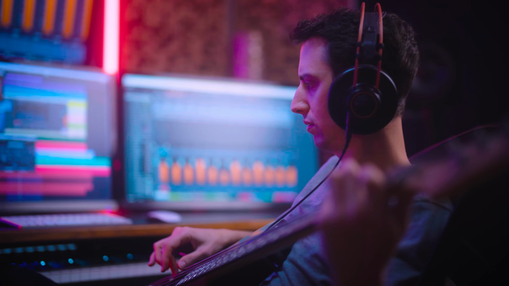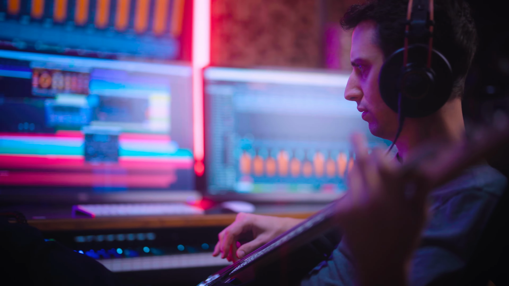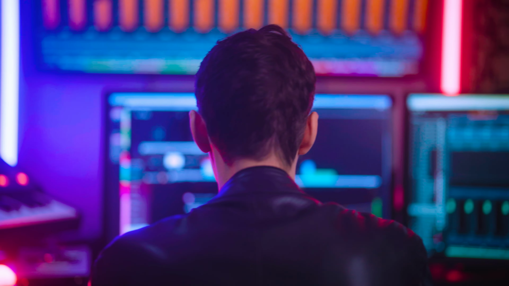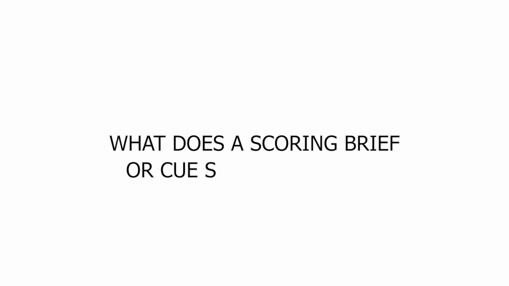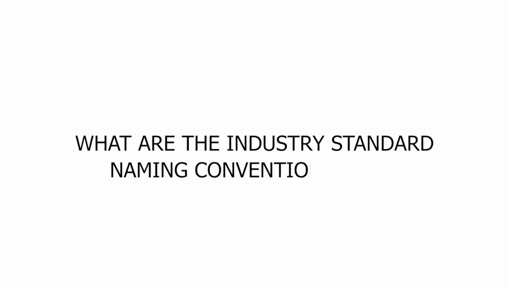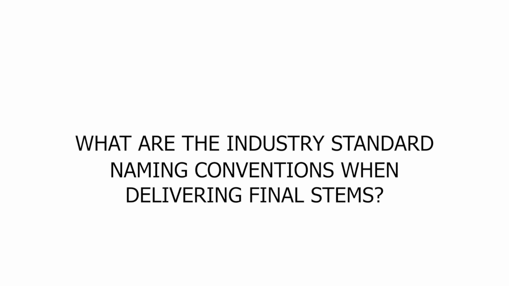This video is going to cover 4 really technical but great questions, and these are things that are really important to understand when working on professional media projects. So here they are. Question number 1, what does an industry scoring brief or cue sheet look like? How do you read and interpret or implement that? Question number 2 is, when given a scene to work on, are you given just that scene alone as a video file or the entire film or episode? Question number 3, when delivering final stems, are there any industry standard naming conventions to follow? Finally, question number 4, are there any best practices or tips when implementing revisions?